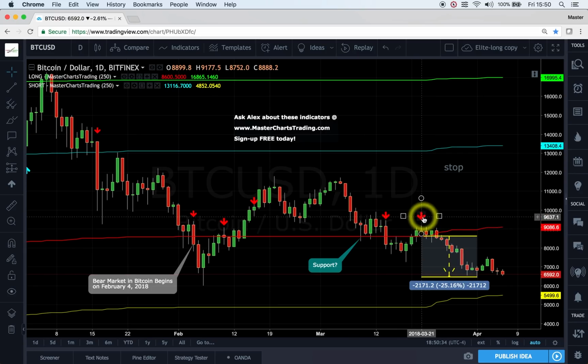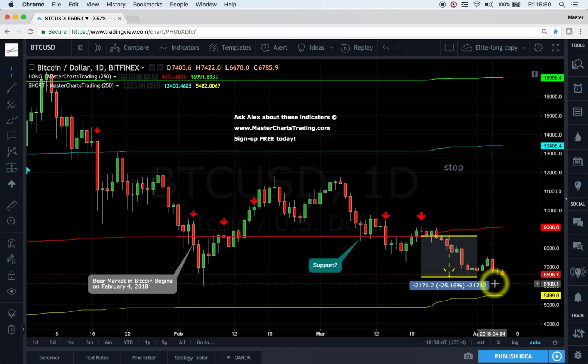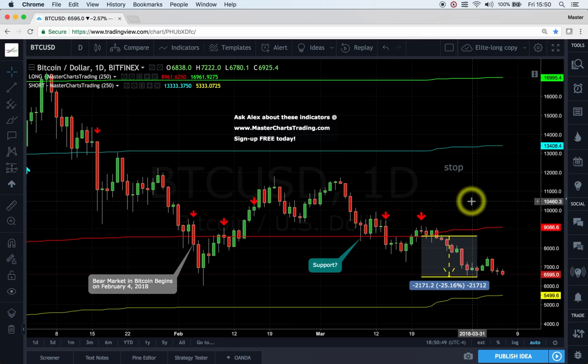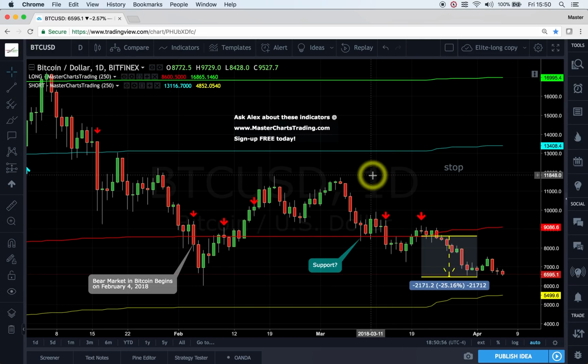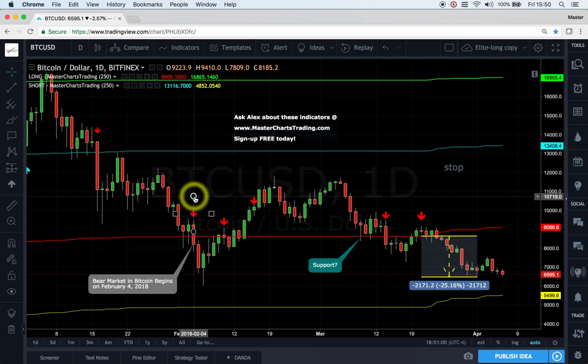So for example, here was a couple of potential trades, and the latest one really worked out really well on the 21st. We had several days here to enter on the short side and a big drop, 25% drop for Bitcoin. I think it's probably going to continue lower to 5,499, possibly lower. It's in a bear market. Bear market started here on the 4th of February with a break below this red line.